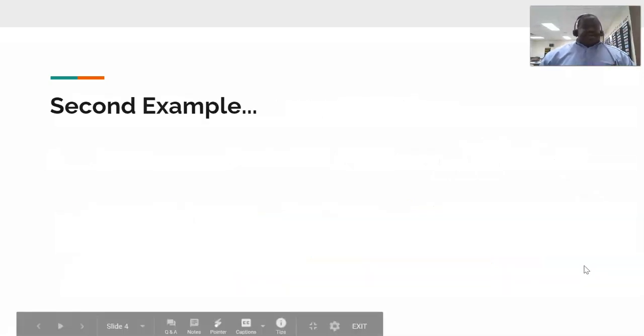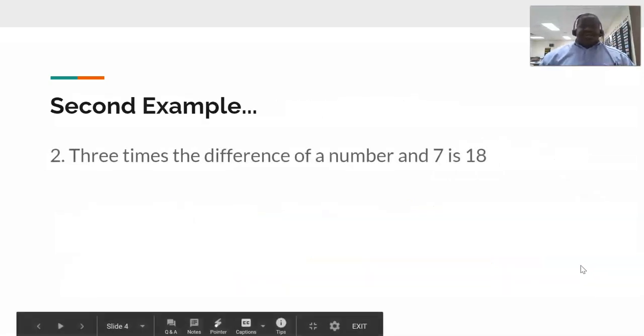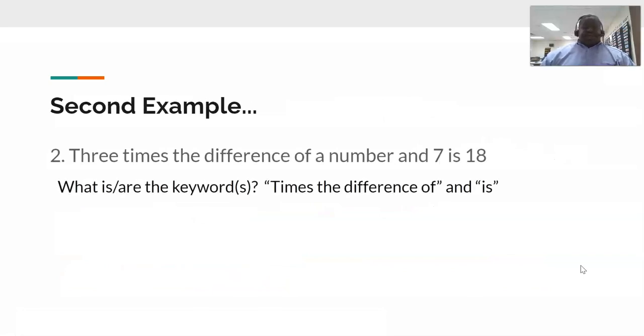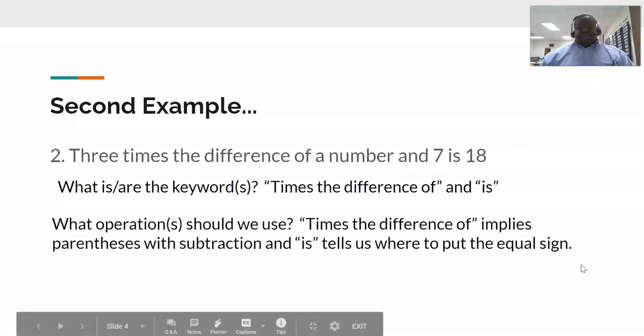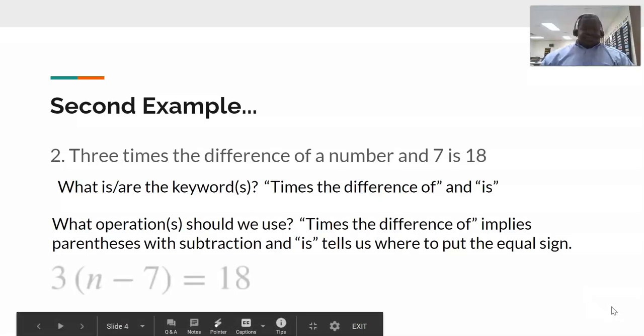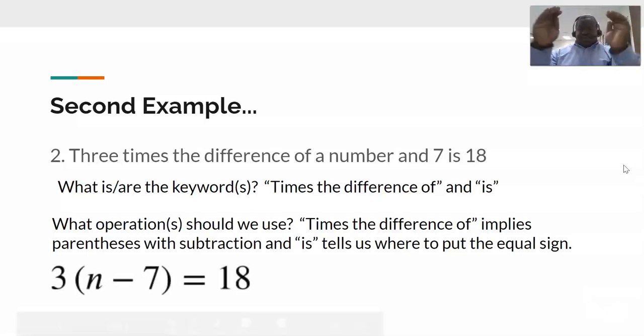A second example: 3 times the difference of a number and 7 is 18. So what are the keywords? Times, the difference of, and is. What operation should we use? Times the difference of implies parentheses with subtraction, and is tells us where to put the equal sign. So 3(n − 7) = 18.